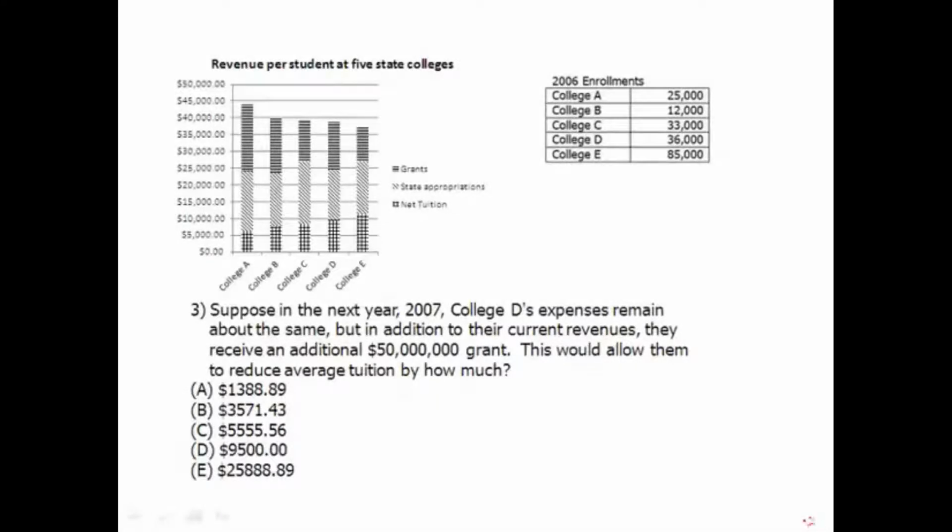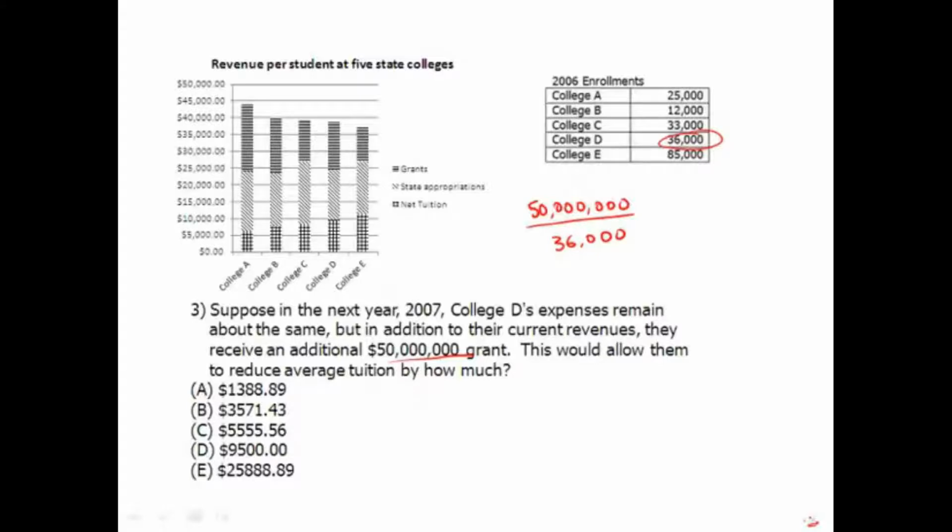Suppose in the next year, 2007, College D's expenses remain about the same, but in addition to their current revenues, they receive an additional $50 million grant. This would allow them to reduce the average tuition by how much? So that $50 million would be split up among all the students at College D, and there are 36,000 students. And so the share per student would be 50 million divided by 36,000.